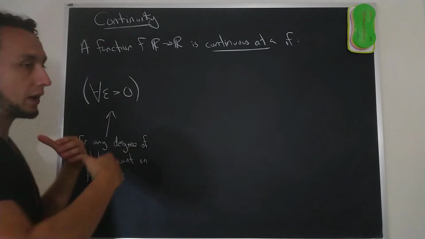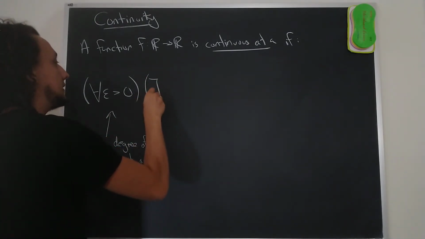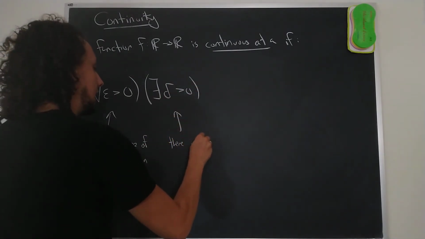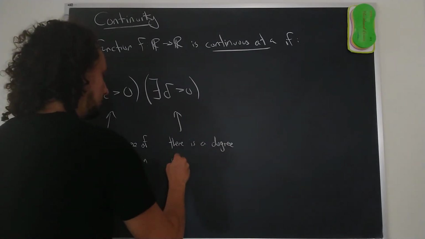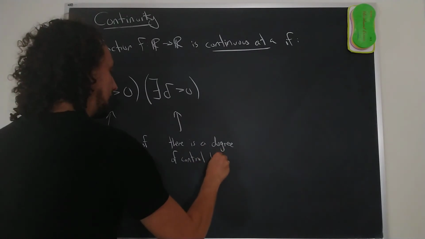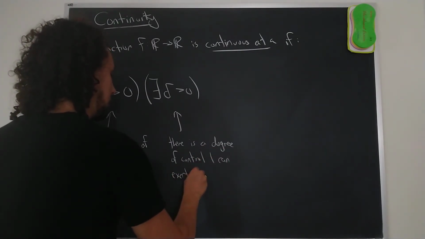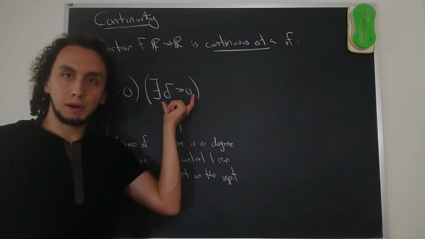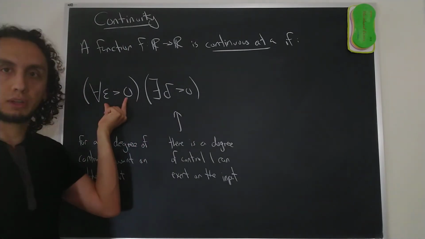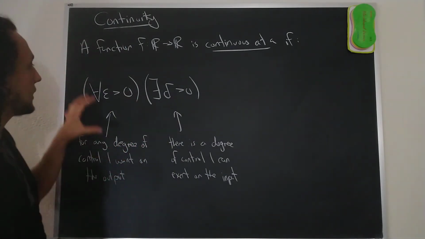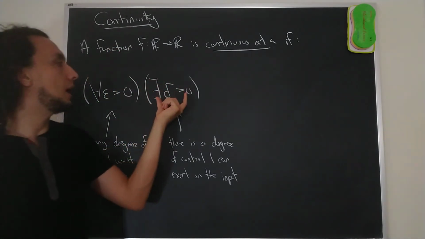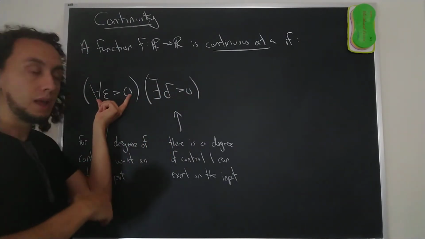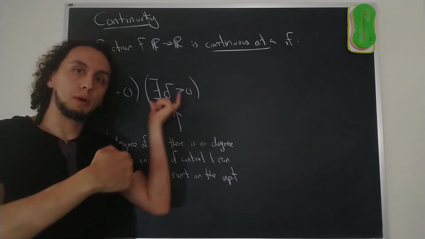For any degree of control that I want on the output, there exists a delta greater than 0, which is to say there is a degree of control I can exert on the input, such that as long as I exert this much control on the input, I get this much control on the output. And since this is a universal quantifier, it's saying no matter how much control I want on the output, there's a way of getting it. There's an amount of control I can exert on the input that guarantees that.